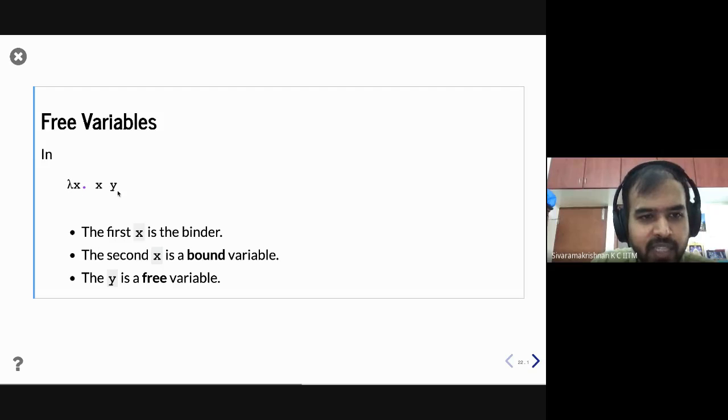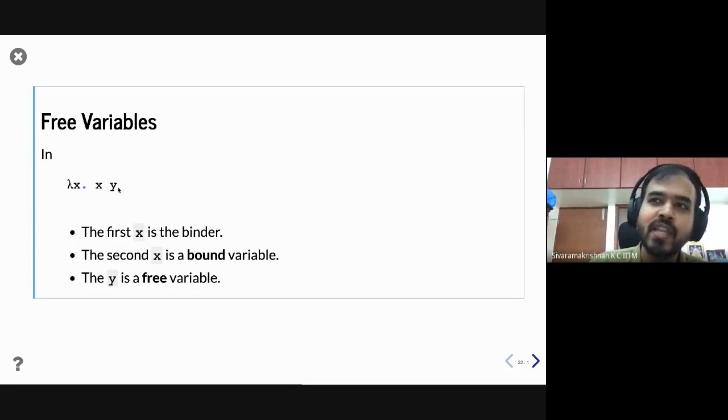When you look at terms like this, we call the first x the binder. We use the term binding for the variable introduced by lambda calculus. The second x is known as the bound variable. Why is it a bound variable? Because it is bound by this binder. And y is not bound. There is no lambda in this term which binds y, so we call y a free variable. A free variable is a variable which is not bound. That's the definition of a free variable.